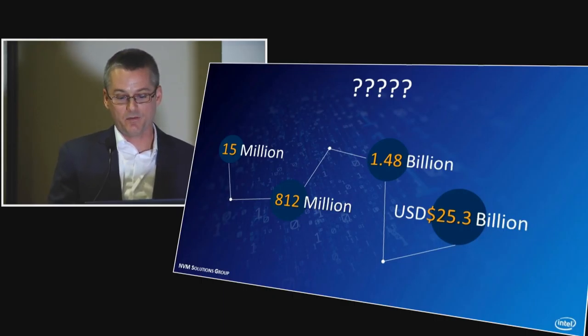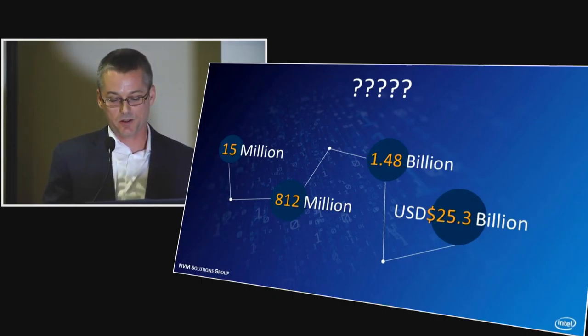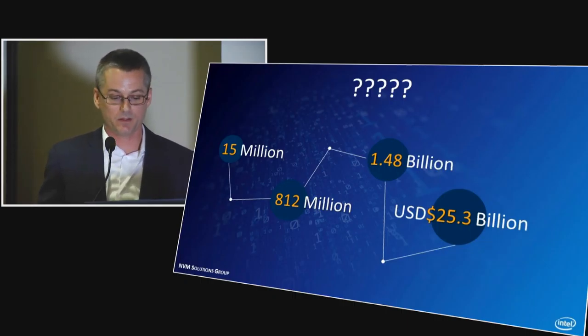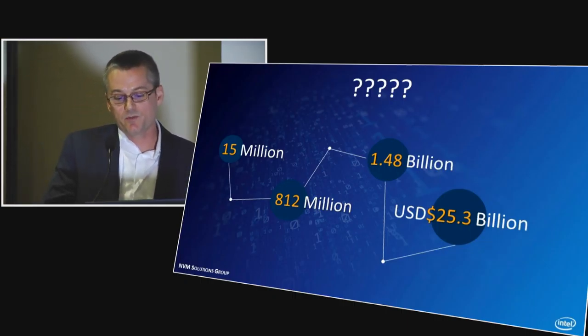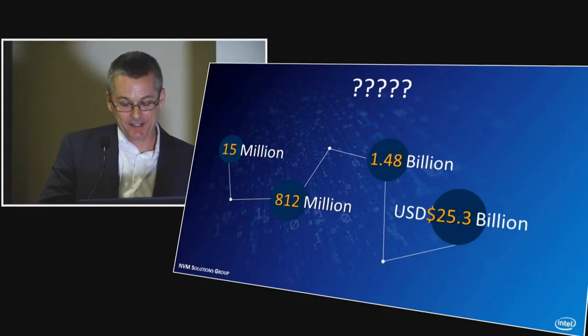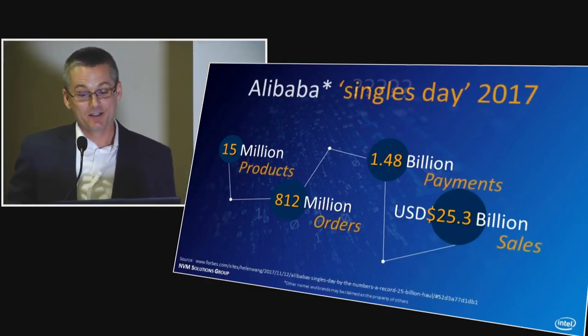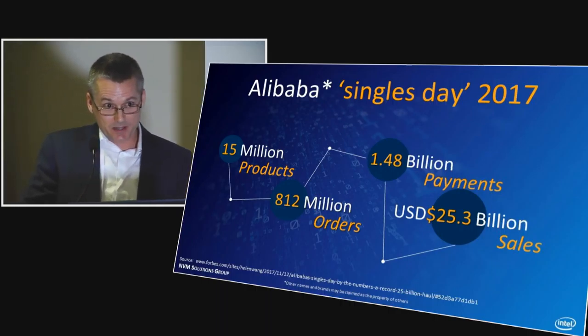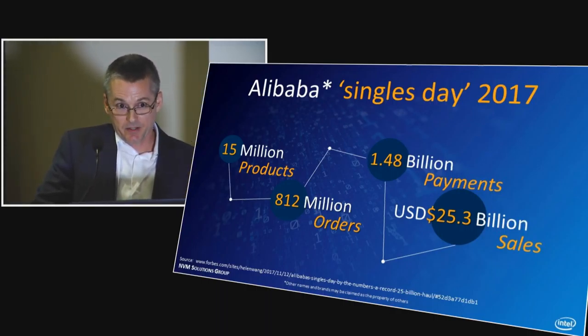But having access to data is not just a question of volume, it's a question of how to retain, process, and understand it in order to get the most value from it. Here's one example of what I think is an incredible story. A bunch of numbers here: 15 million, 812 million, 1.48 billion, and 25.3 billion US dollars. Anybody have an idea what these numbers represent? Any guesses?